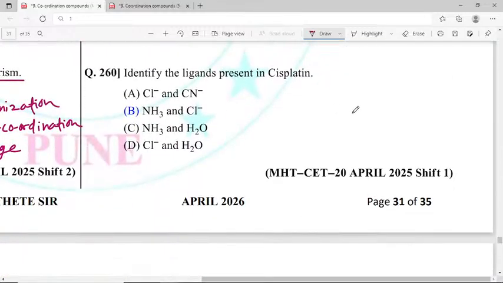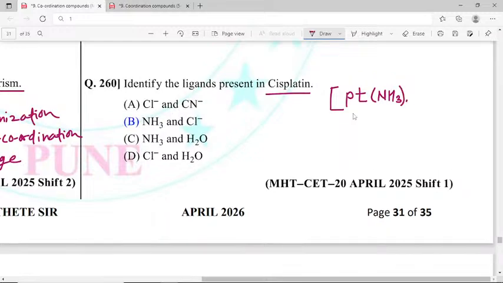Identify the ligand present in cisplatin. Cisplatin contains which type of ligand? So what is the formula for cisplatin? Cisplatin is Pt(NH3)2Cl2. So the ligands are ammonia and Cl minus.